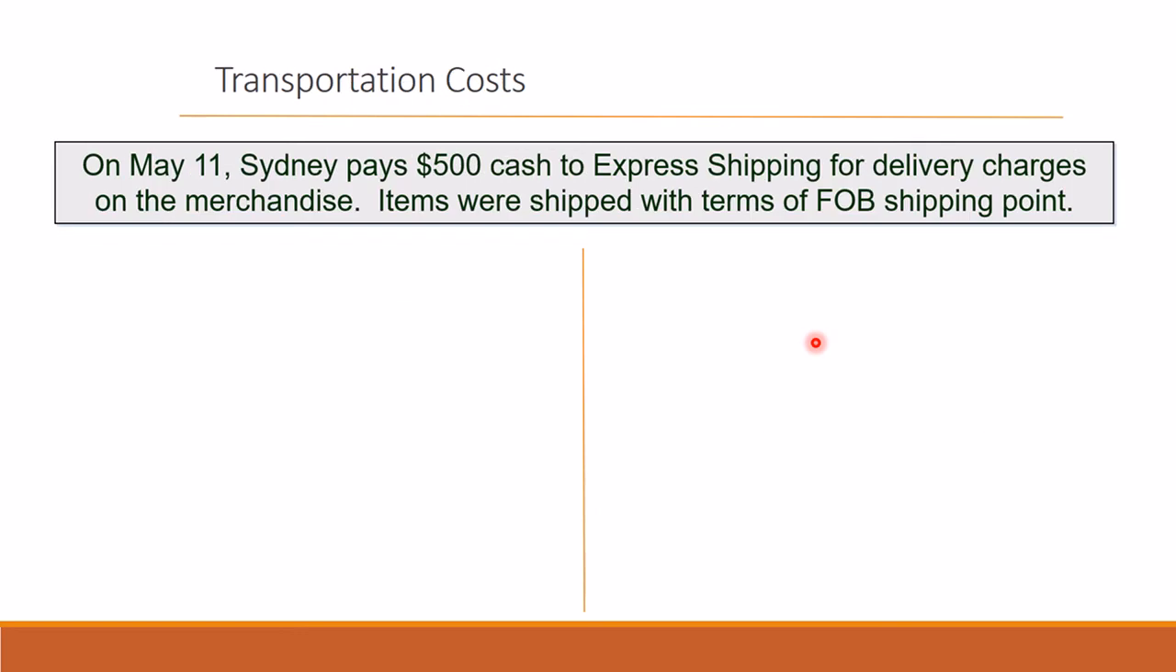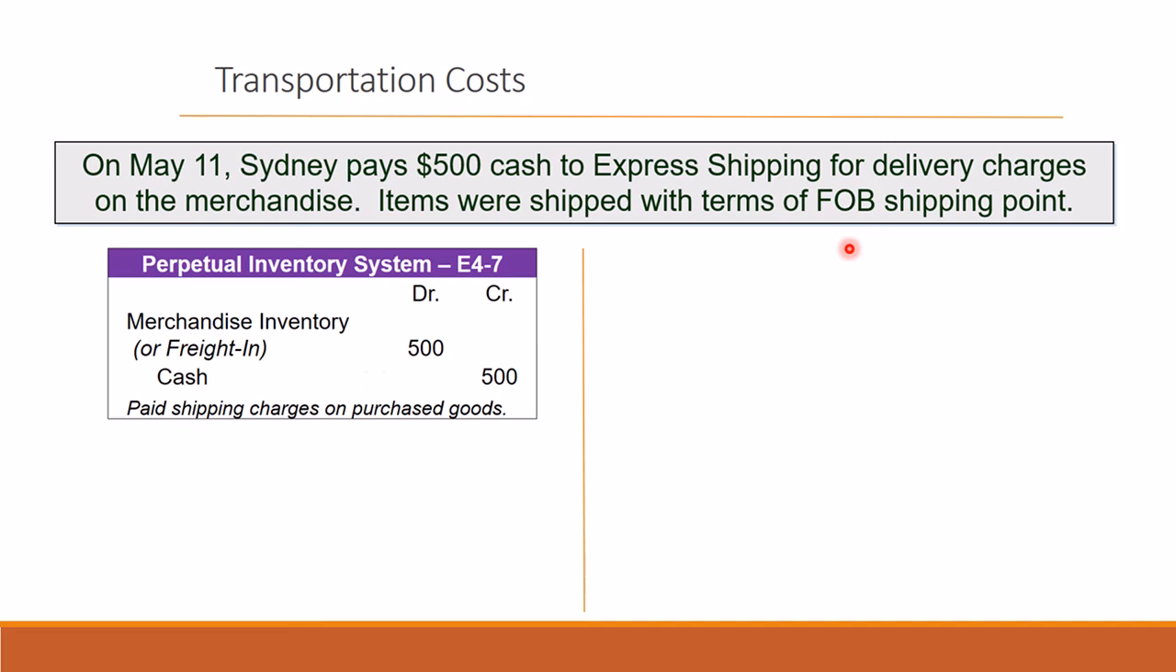So let's move on to another important point on May 11th. You'll also note that Sydney also pays $500 cash to Express Shipping for delivery charges on the merchandise. Keep in mind the goods were shipped to the company with the terms FOB shipping point. Because of that, if you recall from your LearnSmart, that means title transferred from Troy to Sydney immediately at the dock. That means that Sydney is responsible for paying the shipping cost.